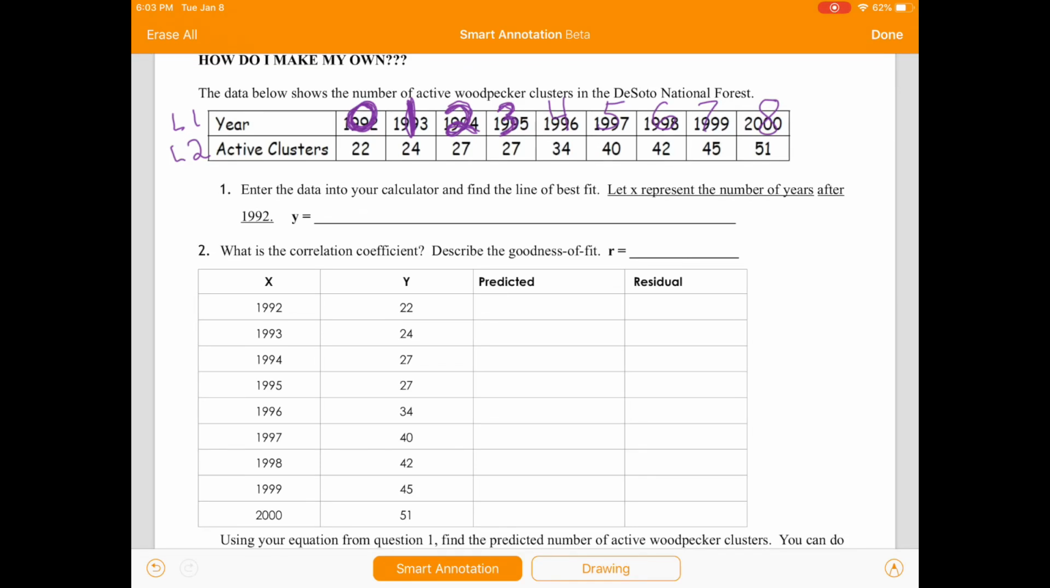So, before you do that though, you have to write down what your line of best fit is. So y equals 3.7x plus 19.9. And then your correlation coefficient was 0.984.